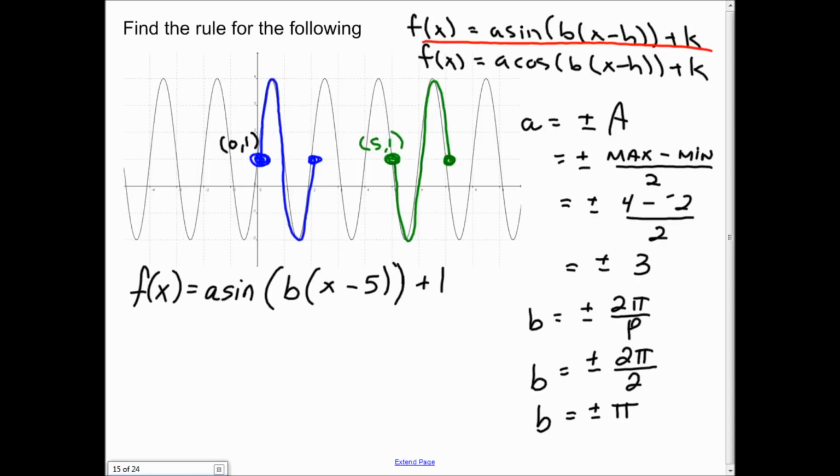I personally prefer using a negative A parameter, and so I will write this function as f of x is equal to negative 3 sine of pi times x minus 5 plus 1. And this function here is exactly representing the same function as the previous function did, and it doesn't matter which one you choose, neither one is more correct than the other.